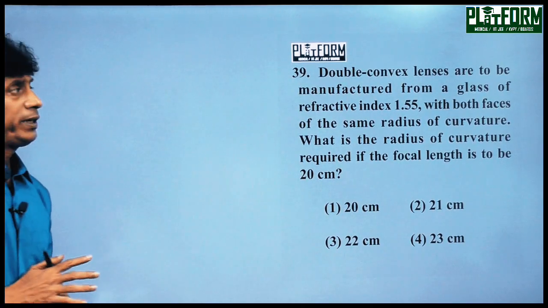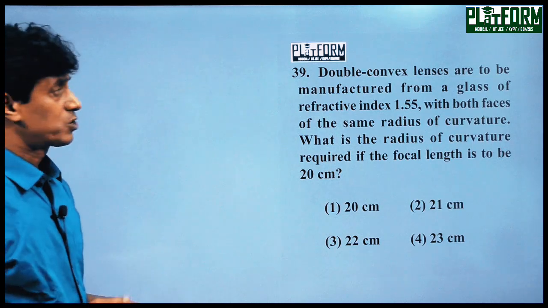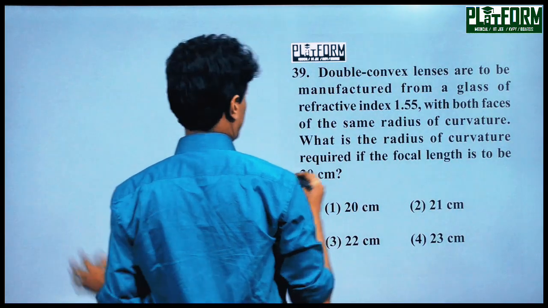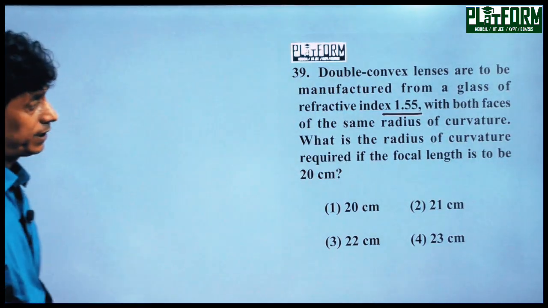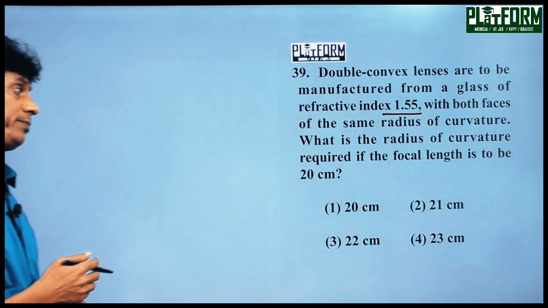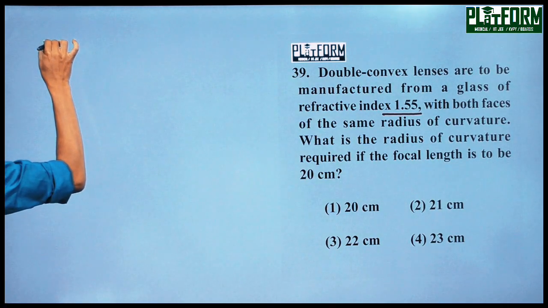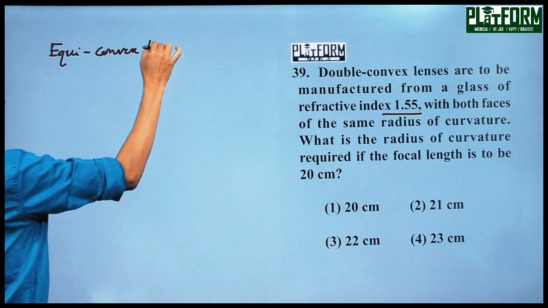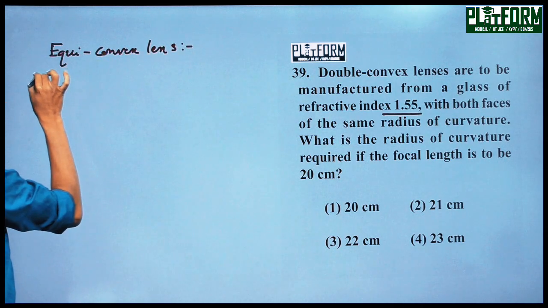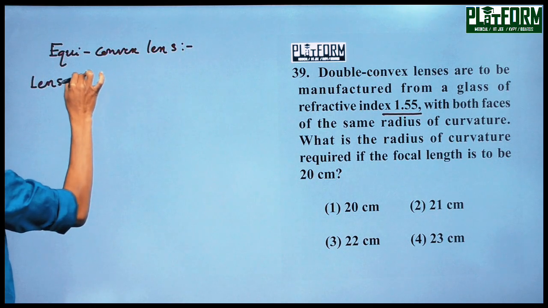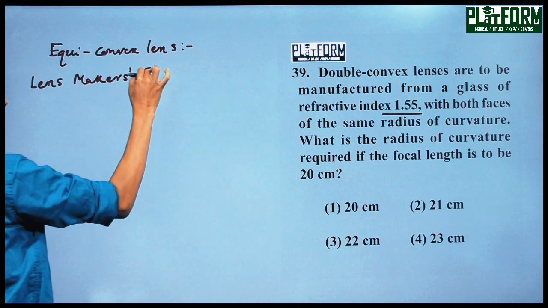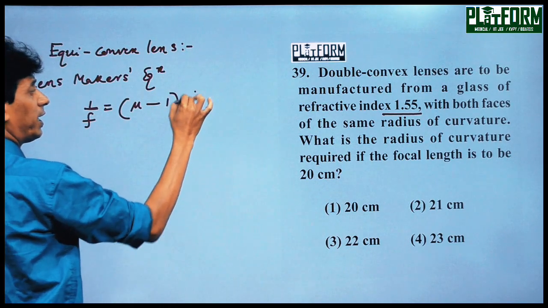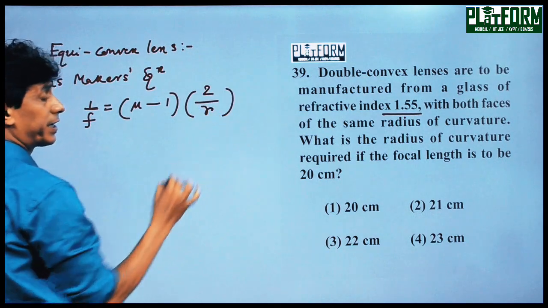Next problem: double convex lenses are to be manufactured from glass of refractive index 1.55. It is not 1.5. Normally the refractive index given in the problems is 1.5, but here the refractive index given is 1.55. This lens is an equiconvex lens. In the case of an equiconvex lens, the lens maker's equation we can write: 1 by f equals mu minus 1 times 2 by r. R is the radius of curvature.